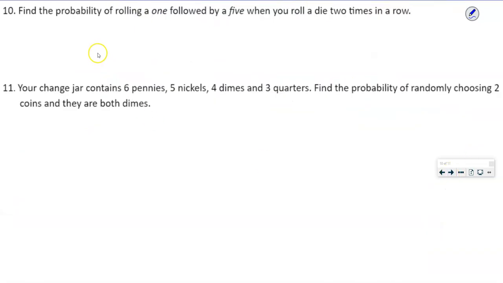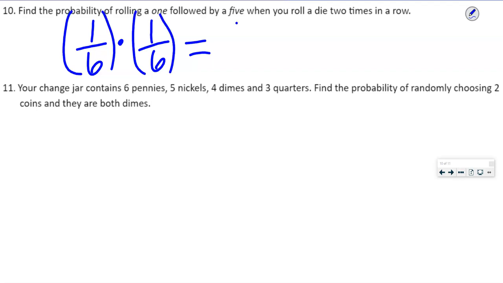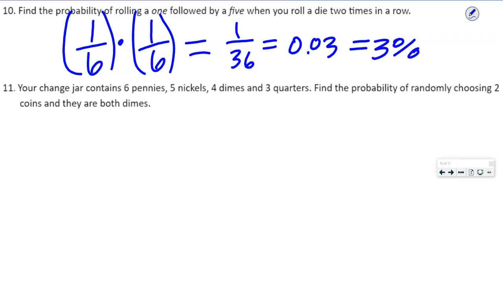All right, so the next one says find the probability of rolling a 1, followed by a 5 when you roll a dice 2 times in a row. So 1 over 6. Again, no or right here, right? It doesn't say or, so we're going to multiply, and because there's one side of the dice that has a 5, and then one that has a 1, right, y'all? Okay, so that's, remember, multiply across top or on your calculator, just do this, okay? That's going to be 1 over 36, and when we get that, it's 0.03, which is 3%, okay?